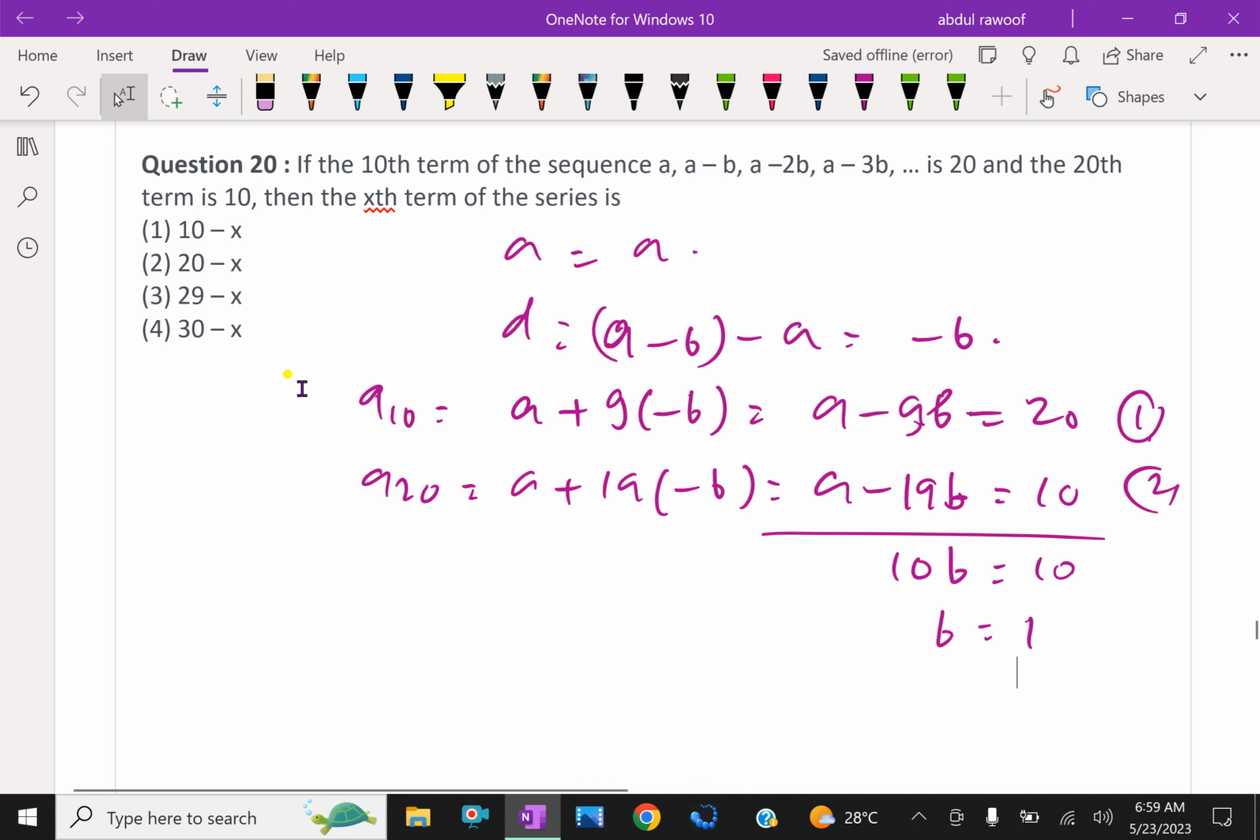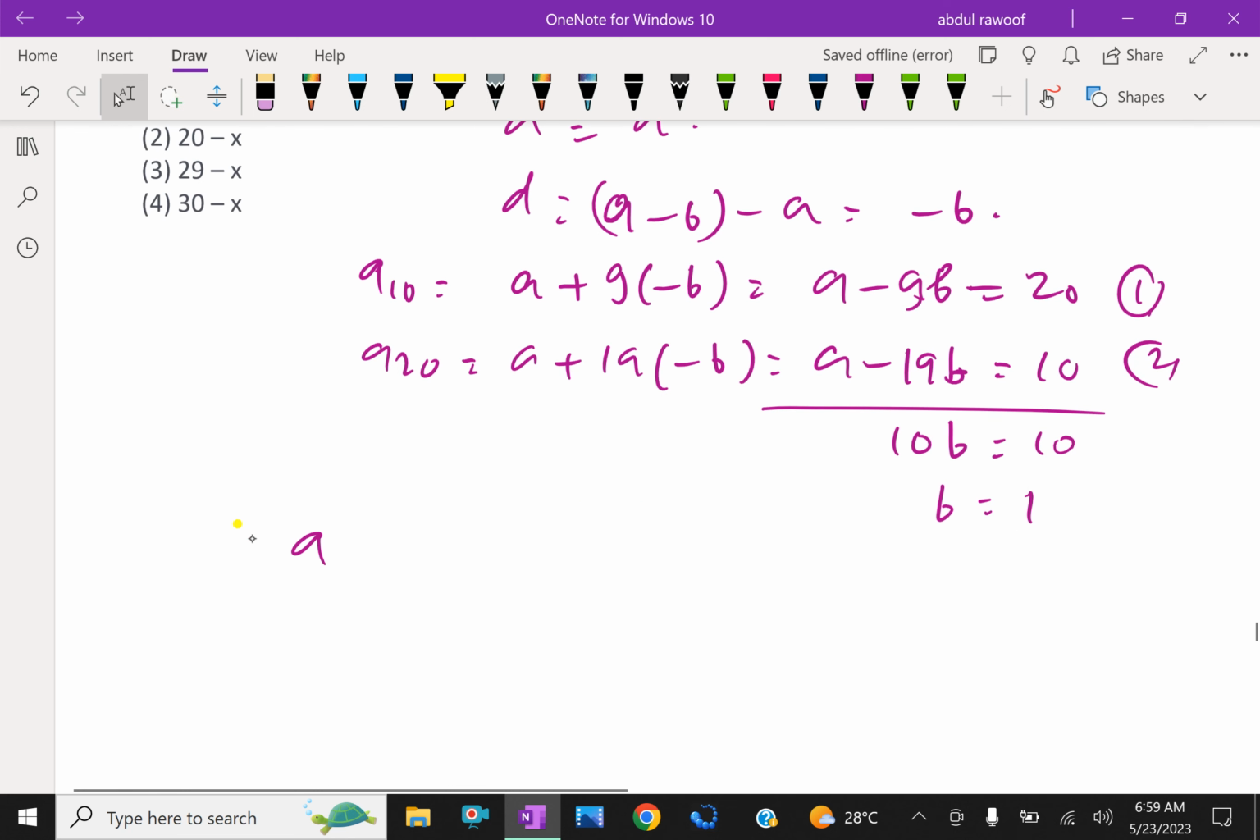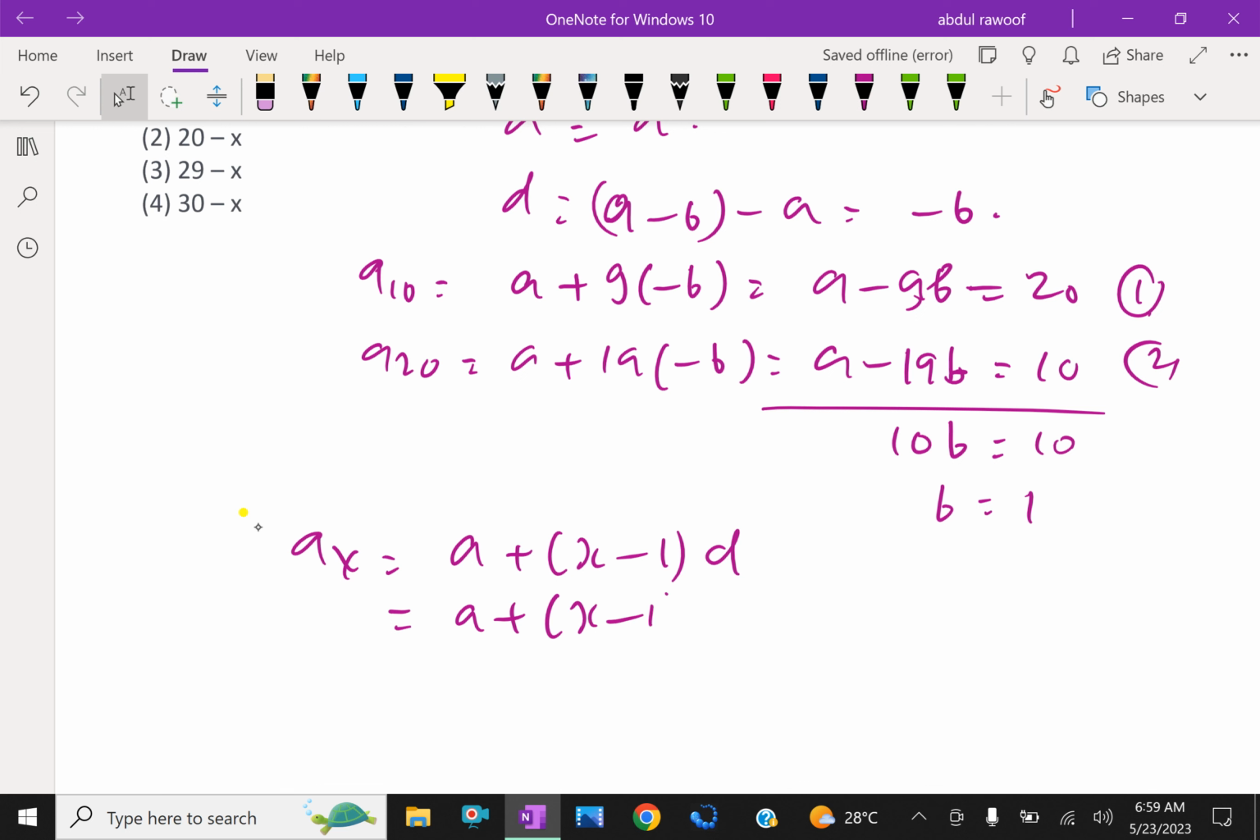From this equation, you can get the xth term. The xth term is A plus x minus 1 into d. A is A itself. x minus 1 common difference d equal to minus B, B equal to 1, that is d equal to minus 1, which is equal to A minus x plus 1.